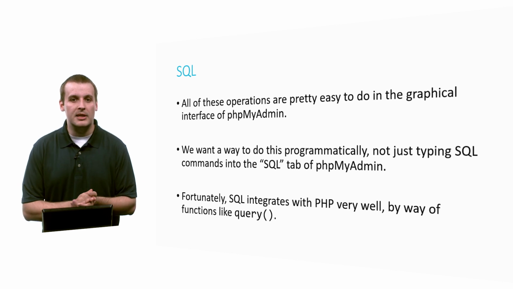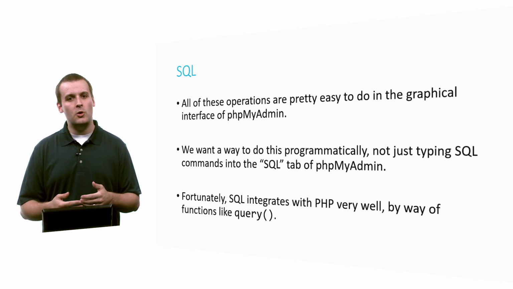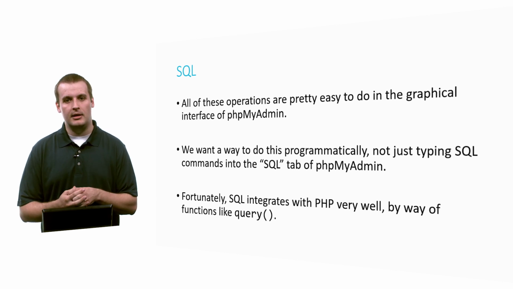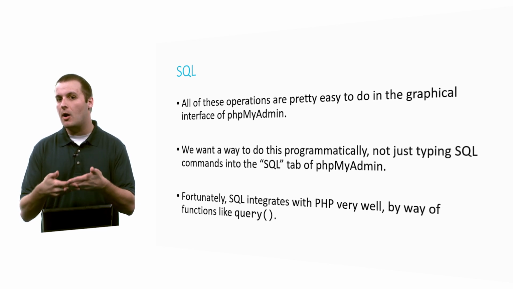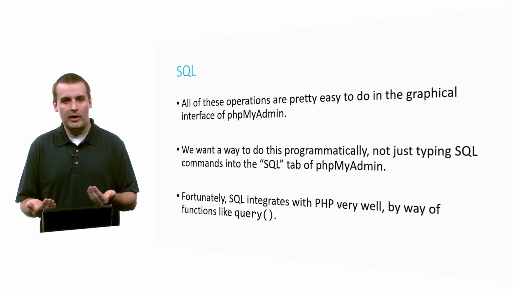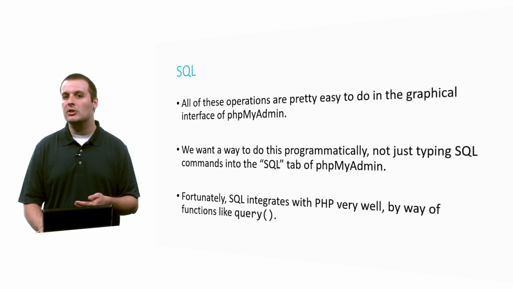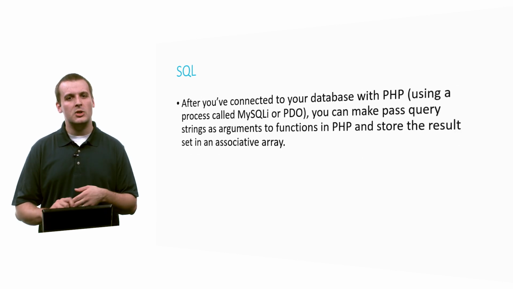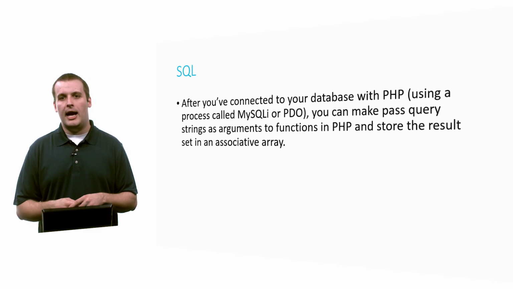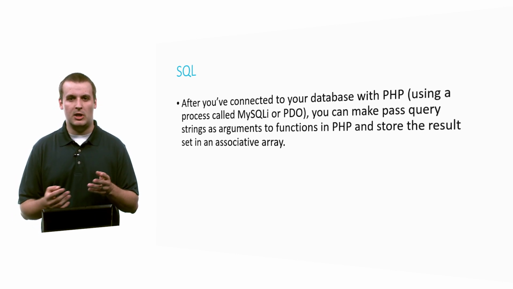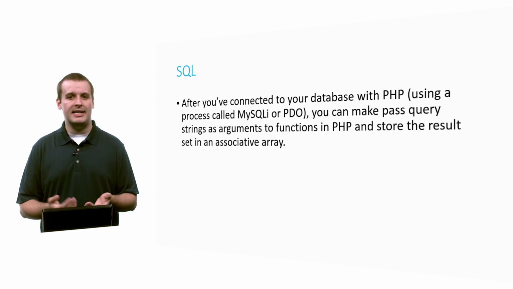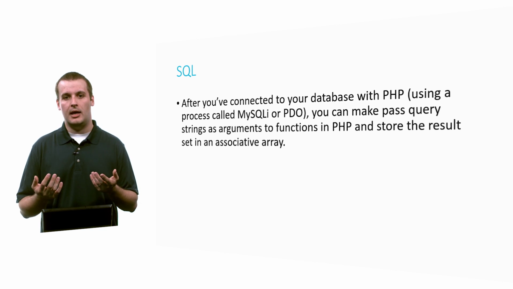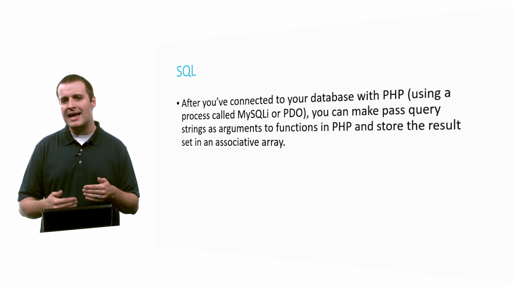It introduces some dynamism into our programs. And so fortunately, SQL and PHP play very nicely together. There's a function in PHP called query, which can be used, and you can pass as the parameter or the argument to query a SQL query that you would like to execute, and PHP will do it on your behalf. So after you've connected to your database with PHP, there's two primary ways you do this. There's something called MySQLi and something called PDO. We won't get into a huge amount of detail there. In CS50, we use PDO. After you've connected to your database, you can then make queries to your database by passing the queries as arguments to PHP functions.